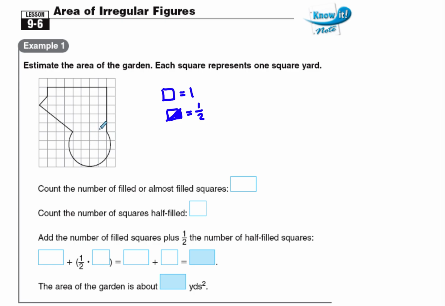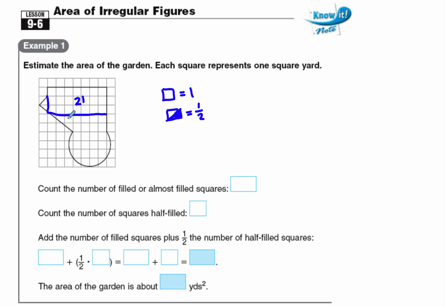But for our purposes today, we are just estimating the area of the garden in the best way that we can. So we're going to count the number of filled or almost filled squares, and then the number of squares that are half filled. All right, so I'm going to kind of chunk this into shapes to help me with my counting. So let's see, 1, 2, 3, 4, 5, 6, 7 times 3, this is 21.